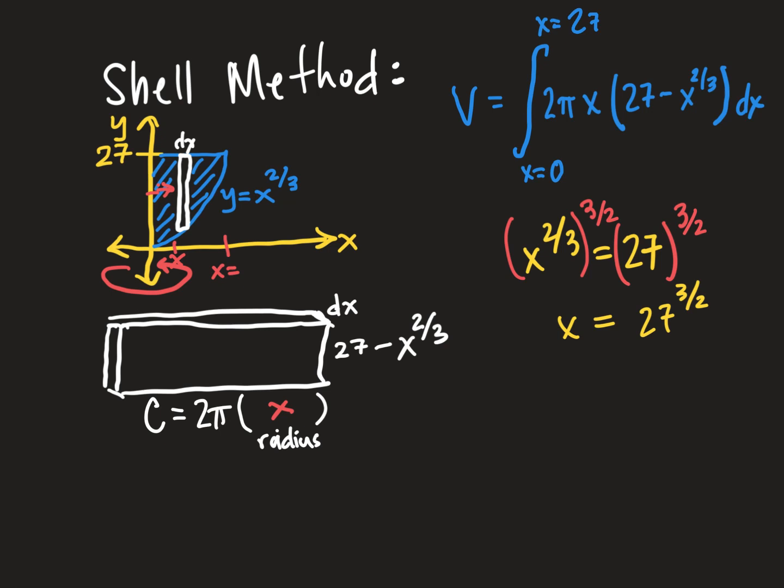(27 to the 3/2 to the 5). What's wrong? It wasn't writing up there. Okay. So that is us setting up the integral.